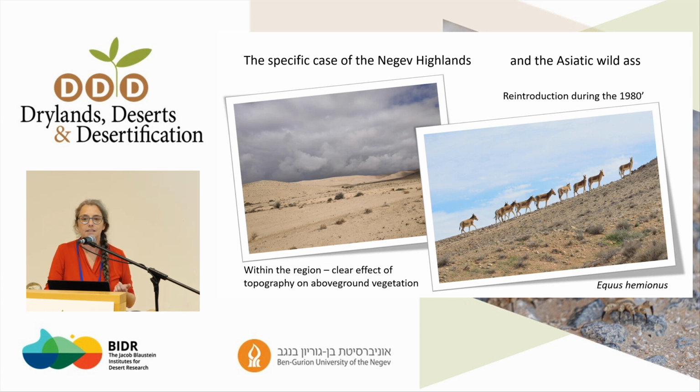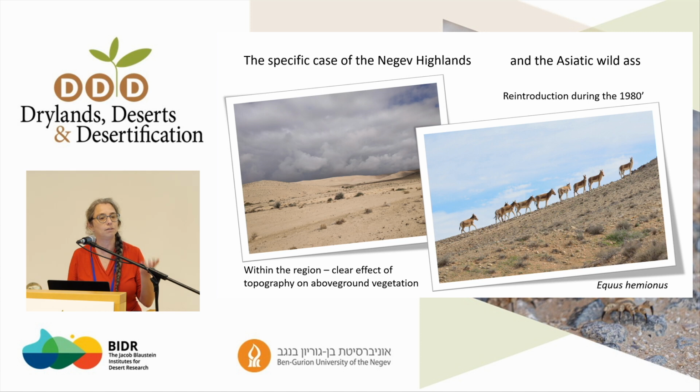And the Asiatic wild ass, I just want to remind you, is a large equine herbivore that was native to this area. It was completely extinct somewhere, I think, in the 50s. I'm sorry if I'm not completely precise here, but it was reintroduced by the Israeli Nature and Parks Authority in the 80s back to the area. So now it's back there. And this is our large herbivore.